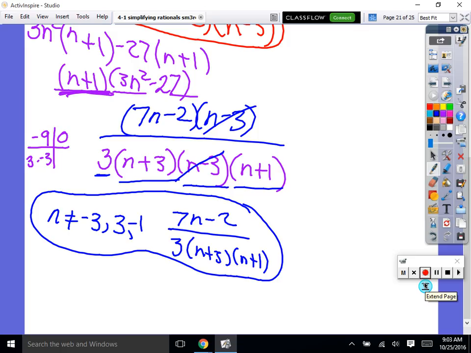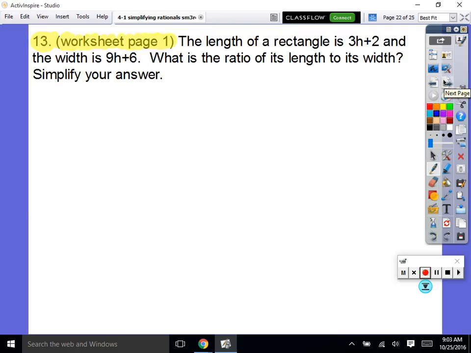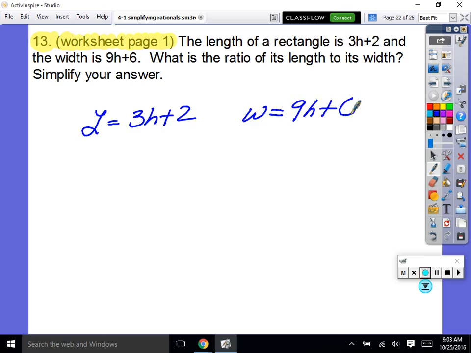Last thing, and then I'll tell you what's going to be considered homework. Last one. So everybody look at 13 on worksheet page 1. Flip back to page 1. This is a really good question to see if you know how to do what we just learned and actually how to put it in a real world problem. So let's read this. It says, the length of a rectangle is 3h plus 2. So I'm going to write down what I know. Length is 3h plus 2. And the width, so my width is 9h plus 6.